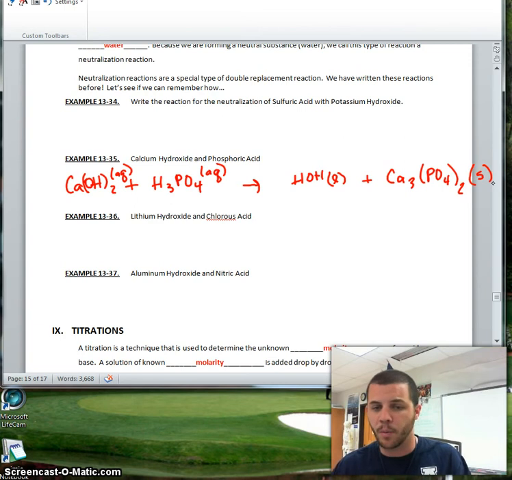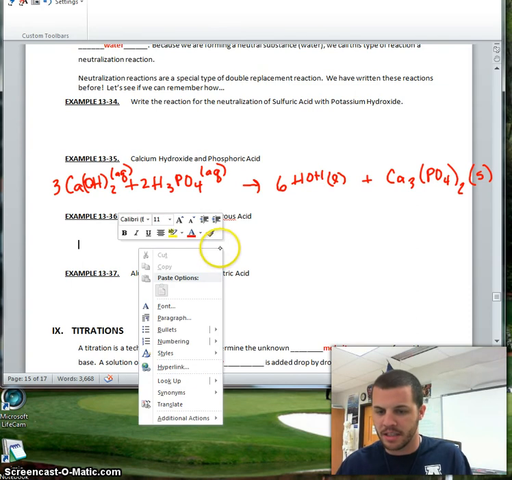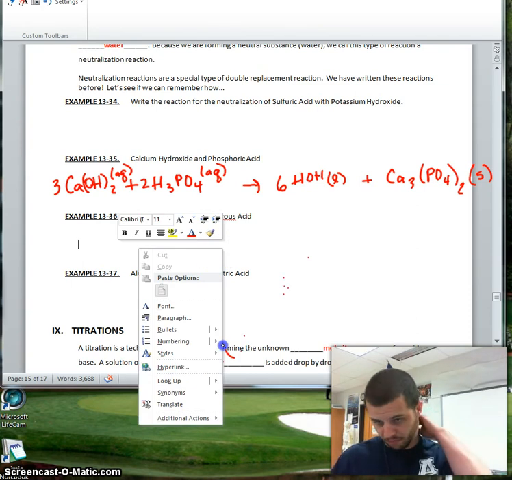So now we just need to worry about balancing. If we remember back to our balancing rules, we're going to look at our metals first. So I've got 3 calciums here and 1 here, so let's give this a 3. Let's look at phosphates next. I've got 1 here and 2 here, so let's do a 2 right there. We'll look at hydroxides next. 3 times 2 is 6. And so if I put a 6 here for these hydroxides, 6 hydroxides is what I have here and here.